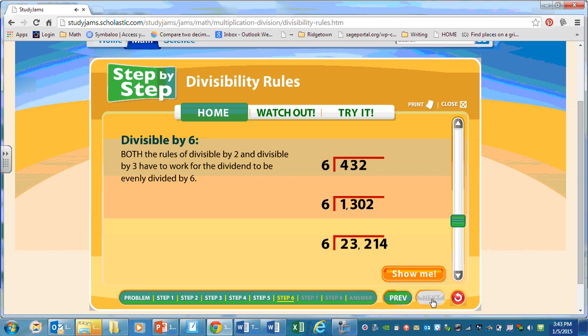Since 6 equals 2 times 3, the rules for 2 and 3 both have to work for a number to be divisible by 6. That means the digit in the ones place has to be even or 0, and the sum of the digits has to be divisible by 3.